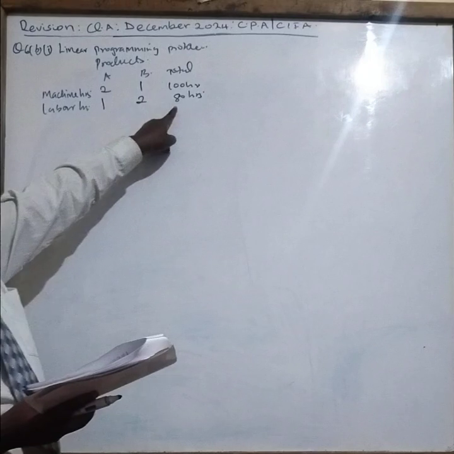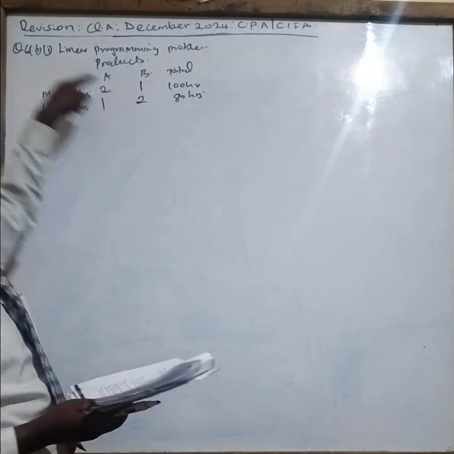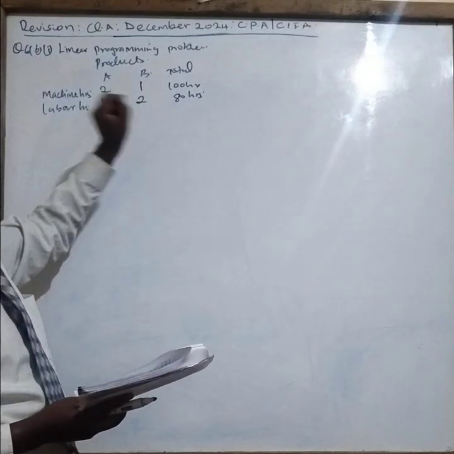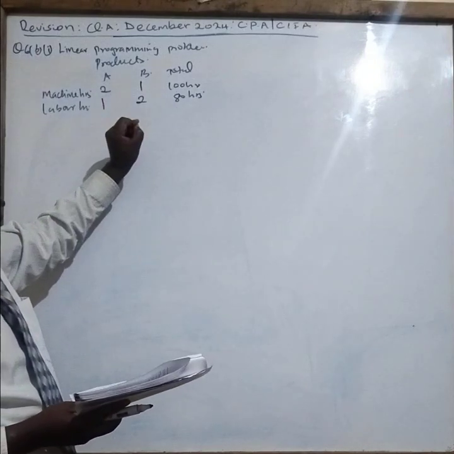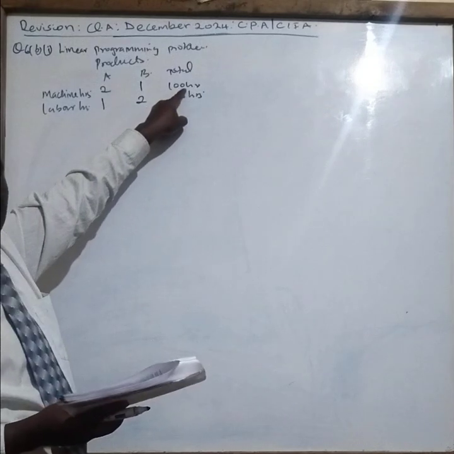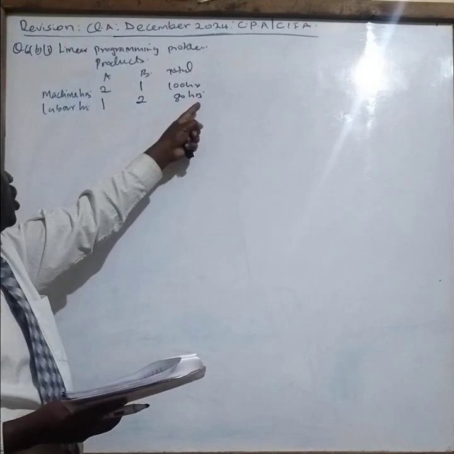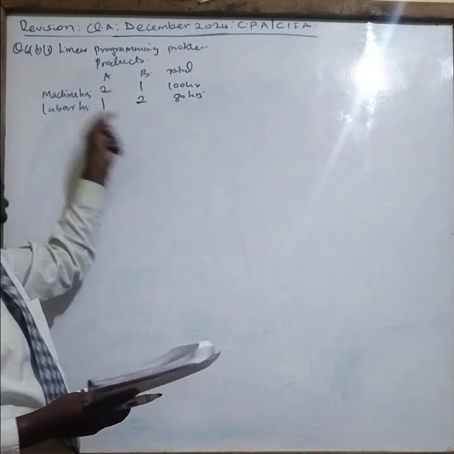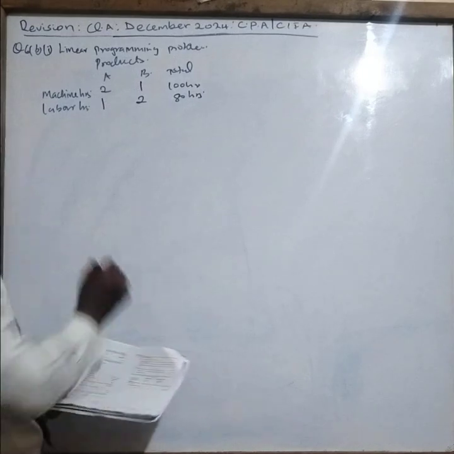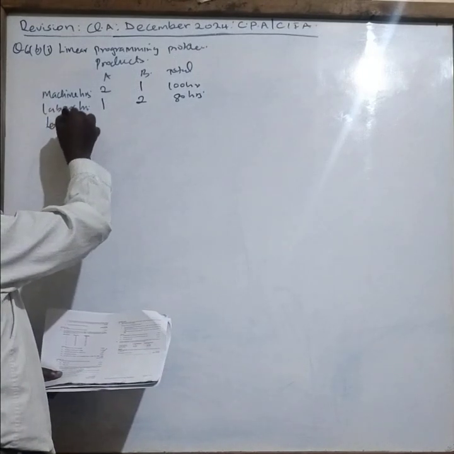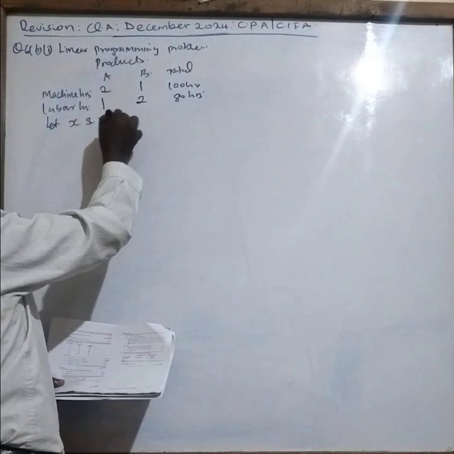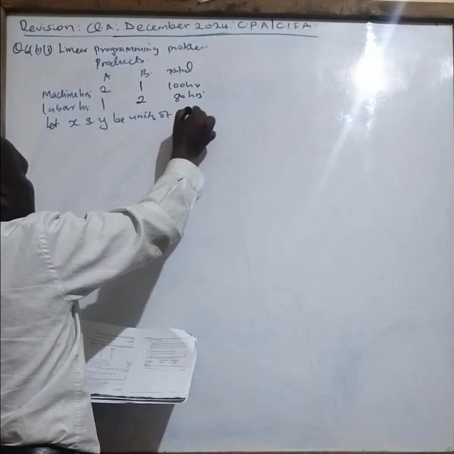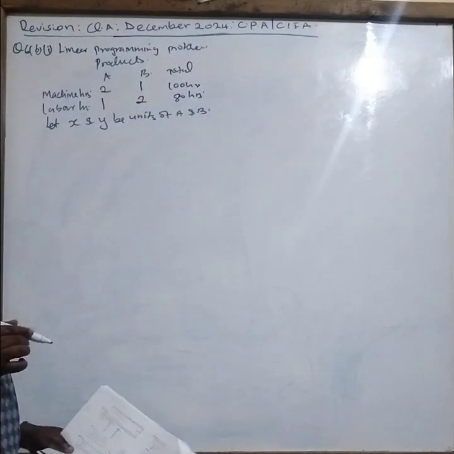So these are the resource constraints, that is machine hours and labor hours, and they are limited. Out of this, you don't know how many units were produced when 100 hours were used from machine, and for 80 labor hours, you don't know how many units of product A and B. For that case, we can now say let X and Y be the units of A and B.